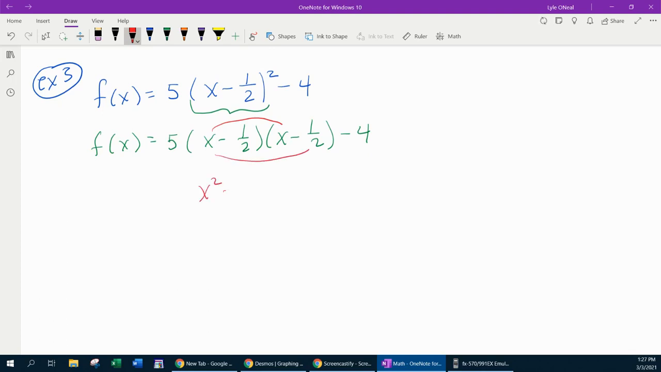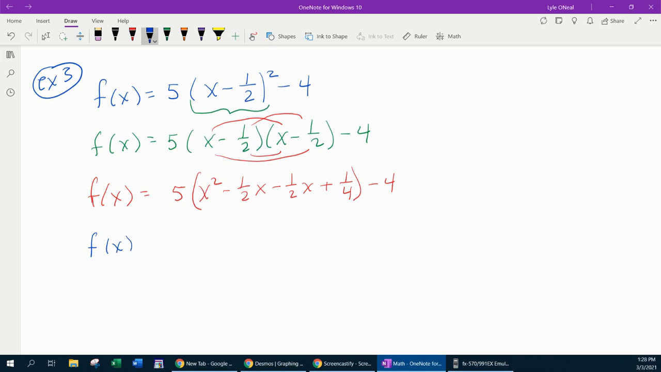On the outside, we have a negative 1/2 x. On the inside, a negative 1/2 x. And last but not least, negative times a negative makes a positive, and a half times a half is a fourth. Don't forget that all of that is in parentheses. All of that's going to need to be multiplied by the 5, and the minus 4 comes down.